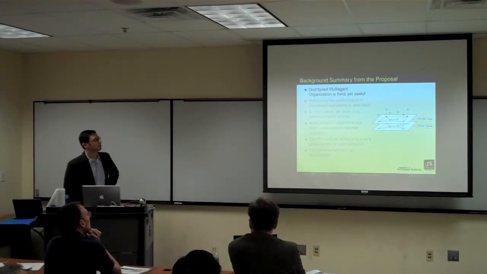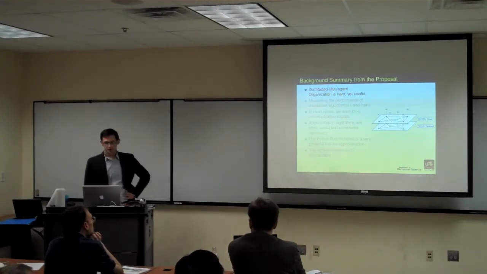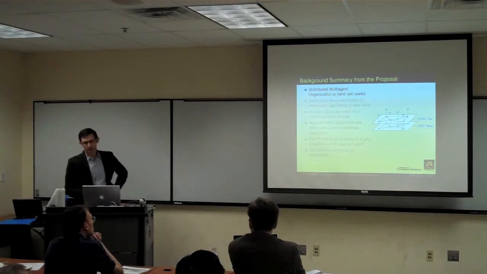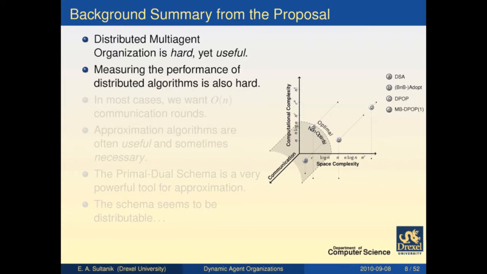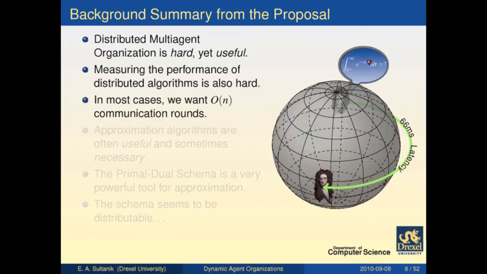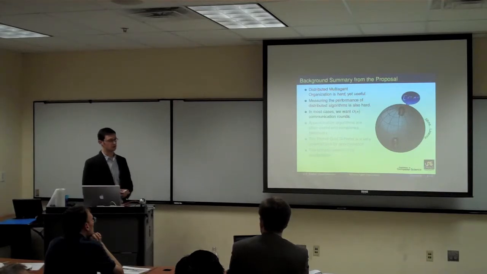So first, a little bit of background as a refresher from my proposal. Some of the things that I argued there. Well, first, by this point, I hope that you would agree that distributed multi-agent organization is a hard problem, yet a solution to it would be useful. Measuring the performance of distributed systems is also hard. But ultimately, one of the things I argued in my proposal was that in most cases, what we really want is at most a linear number of messaging rounds for these algorithms to find these organizational structures.